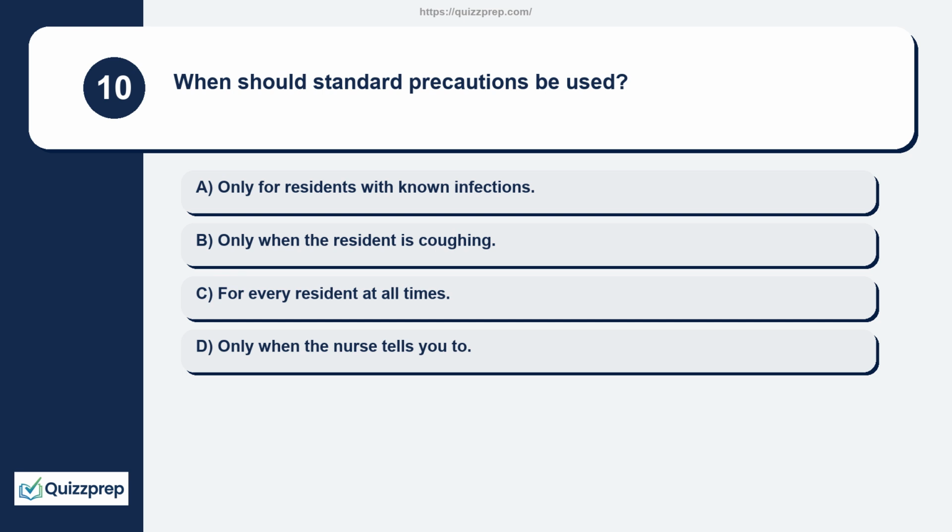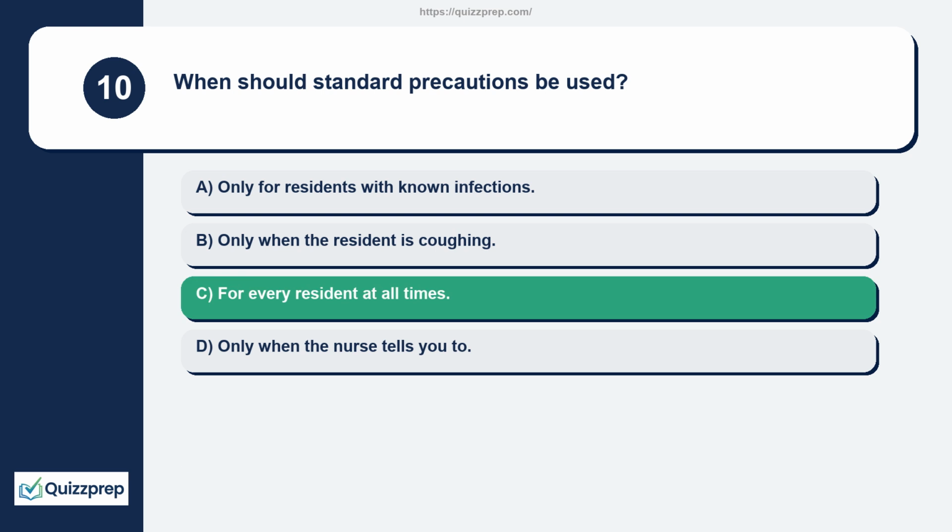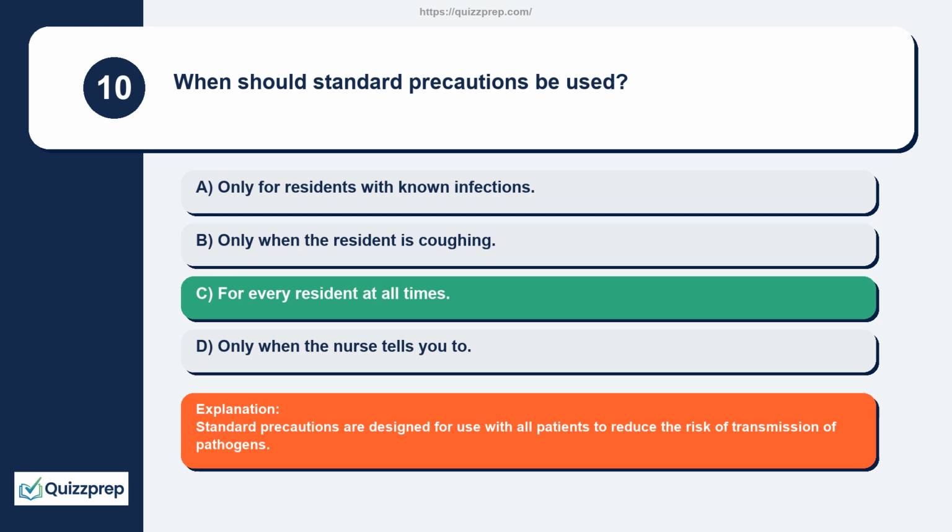Question 10. When should standard precautions be used? Only for residents with known infections. Only when the resident is coughing. For every resident at all times. Only when the nurse tells you to. Standard precautions are designed for use with all patients to reduce the risk of transmission of pathogens.